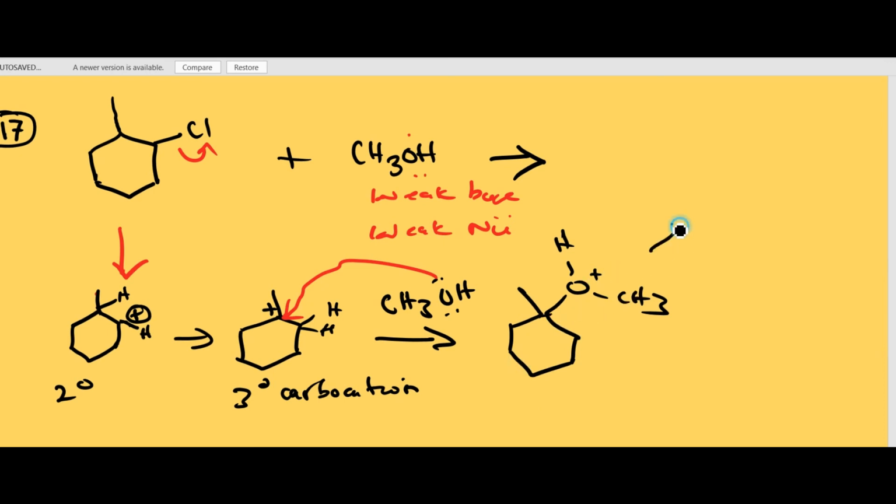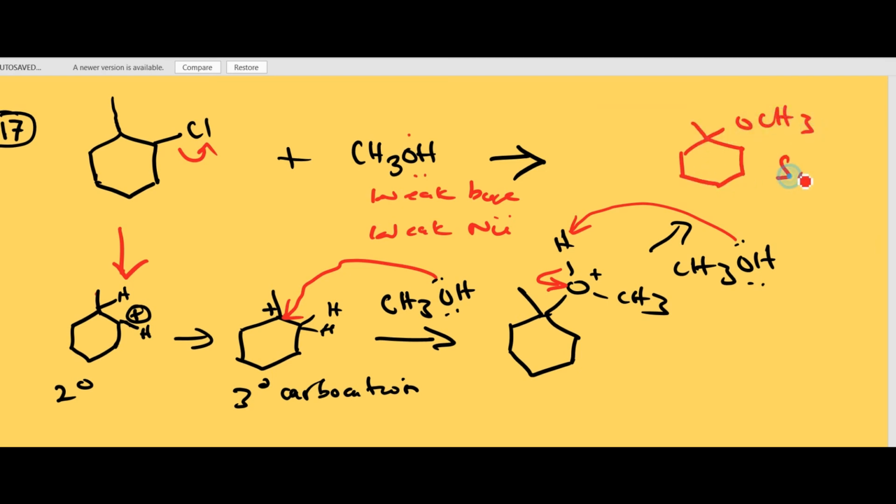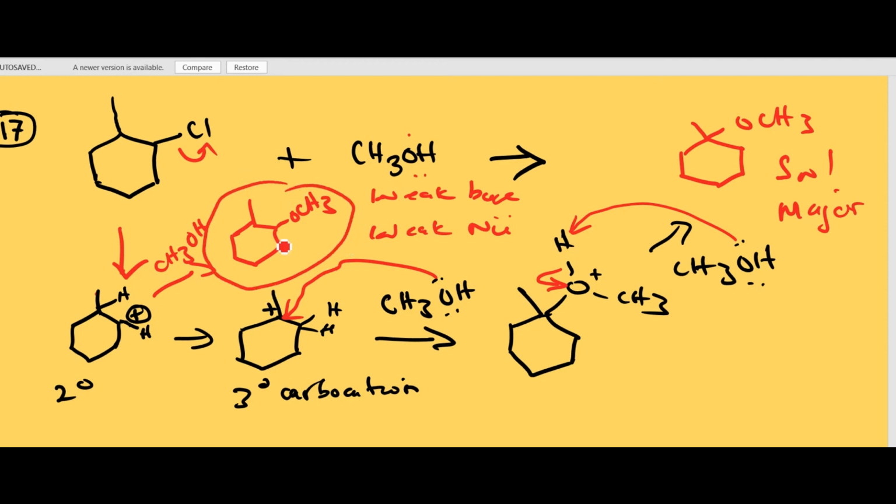All right, and then after proton transfer, another molecule of methanol comes to steal that hydrogen. That's the transfer from this molecule to that molecule. After proton transfer, you end up with an ether from SN1, and that's gonna be the major. Where do you get the minor? The minor will be if this guy gets attacked by methanol. Okay, after proton transfer, this should be the structure. So OCH3 will end up there, and that's gonna be the minor. Right? Good.